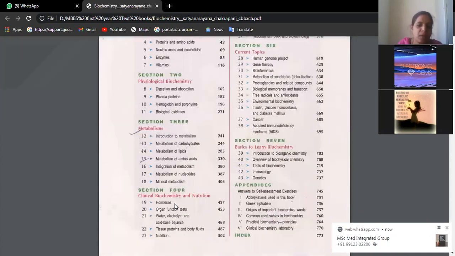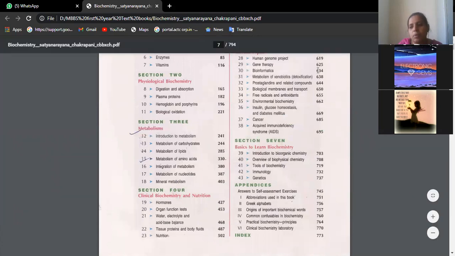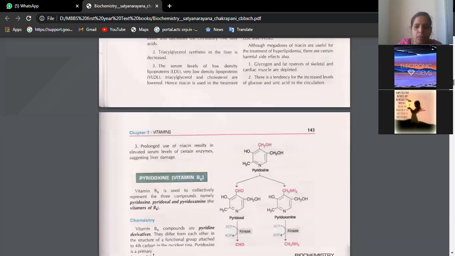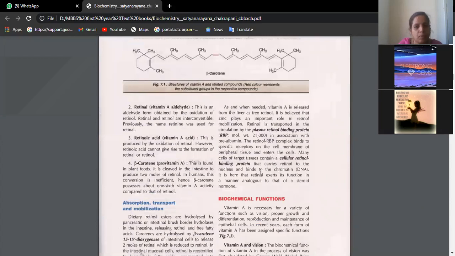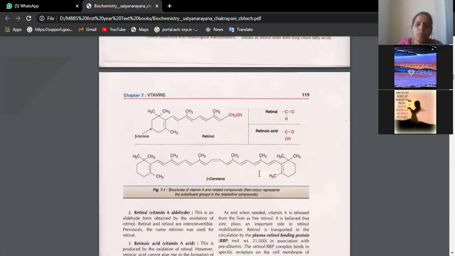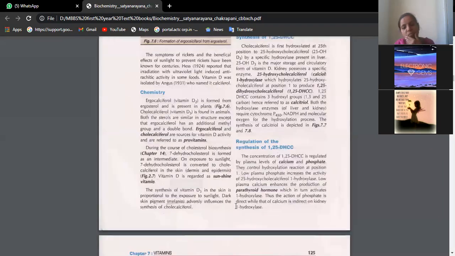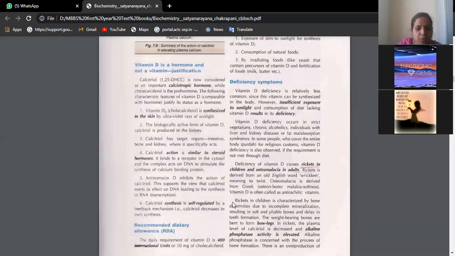Can you tell me what the deficiency disorder of vitamin C is? Scurvy. Very good, scurvy. What happens in scurvy? There is bleeding gums, and I think anemia of some kind. Anemia, because vitamin C is very important for the absorption of iron, though it is not directly involved. Yes, ma'am. That means it is helping in the absorption of iron. That is one function. Can you tell some more functions?